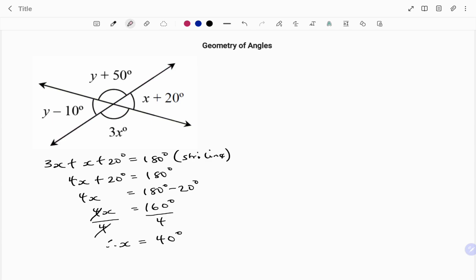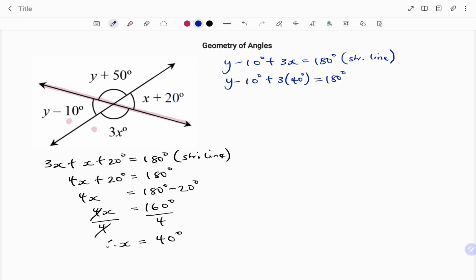Having found x to be 40, I can consider another straight line such that the two angles highlighted below, if I add them together, will give me 180 degrees, angles on a straight line. So therefore we have y minus 10 degrees plus my 3x is equal to 180 degrees. The reason being the sum of angles on a straight line. Therefore, simplifying by slotting in the value of x, which is 40, wherever I have x, I'm going to replace that by 40.